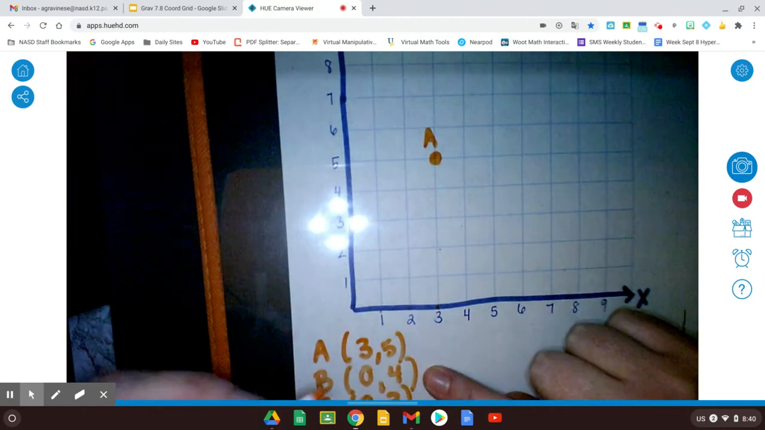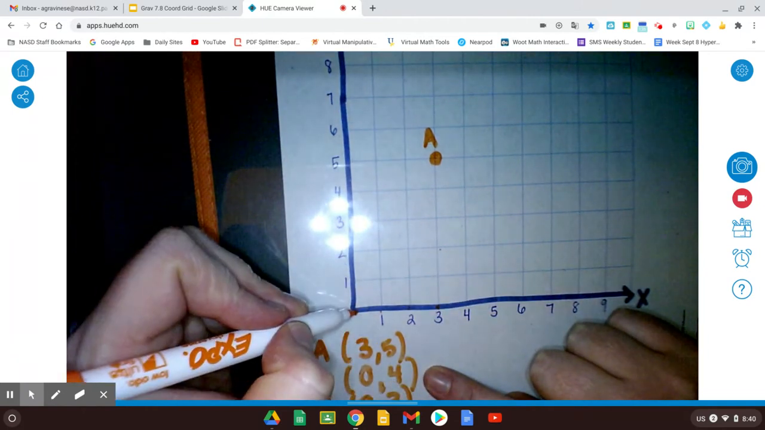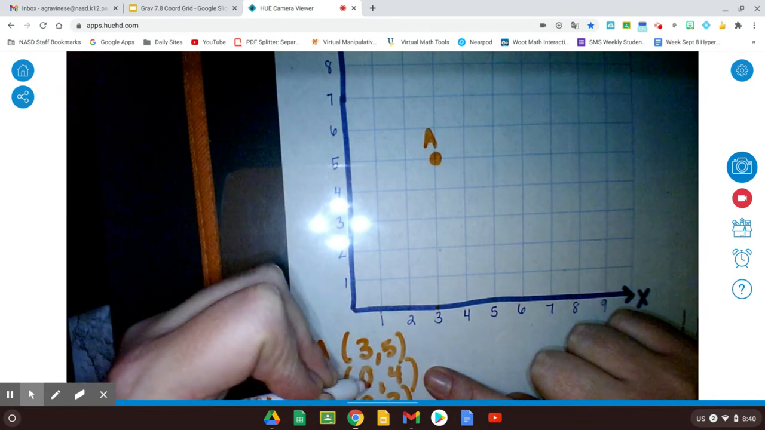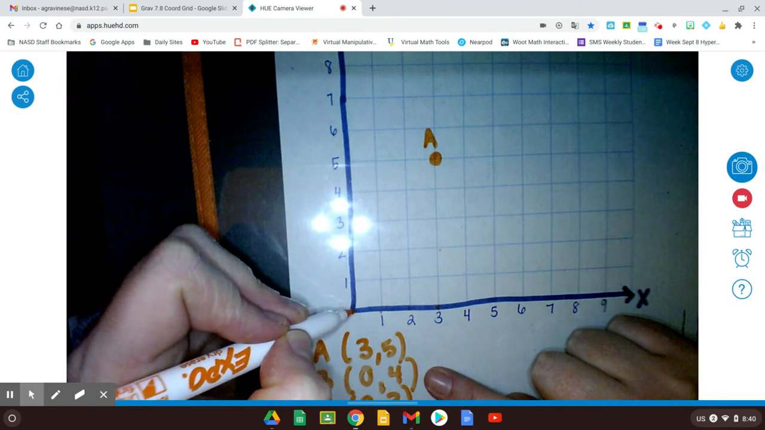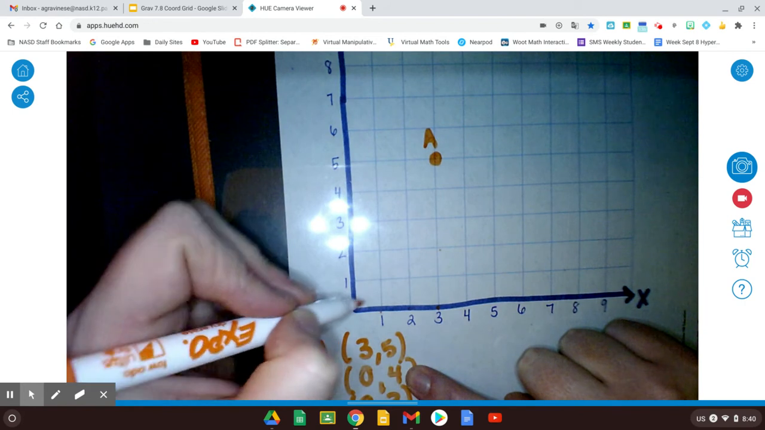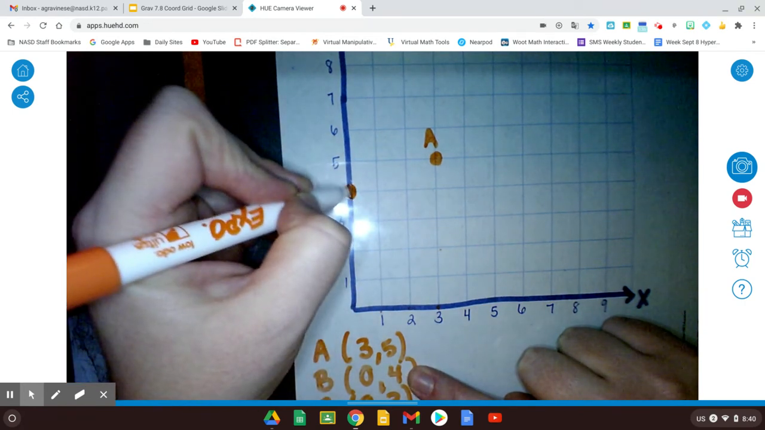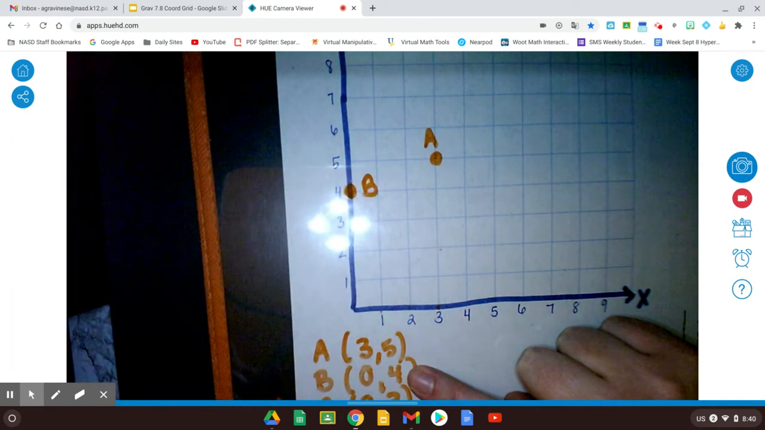All right, let's try B. 0, 4. Starting at my origin, remember my first number is over. It's a 0, which means I am not moving over at all. I'm going to stay on the y-axis. How far up do I go? 4. 1, 2, 3, 4. So I went over 0, but up to the 4. And that's point B.